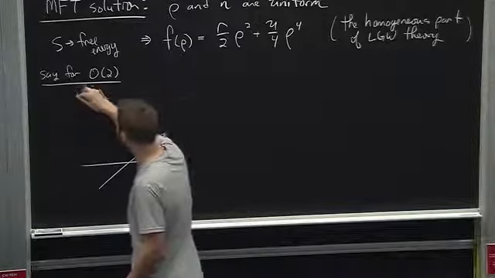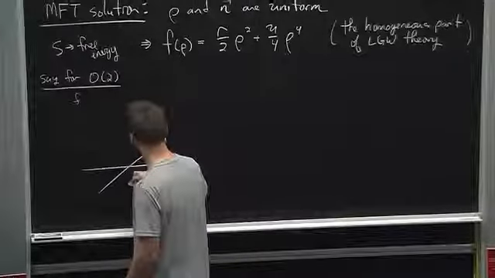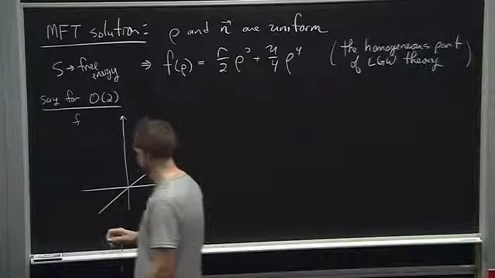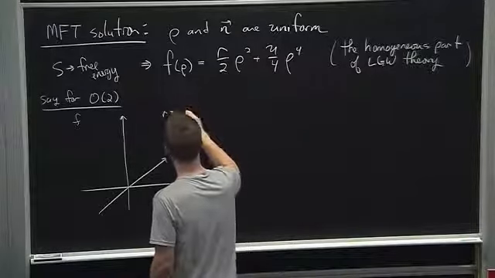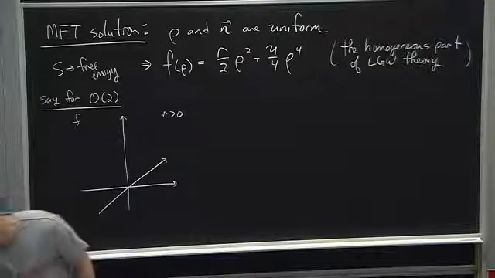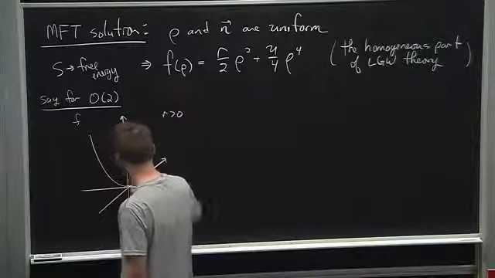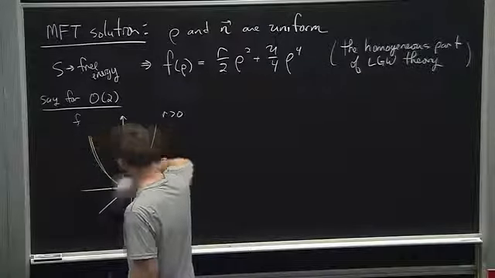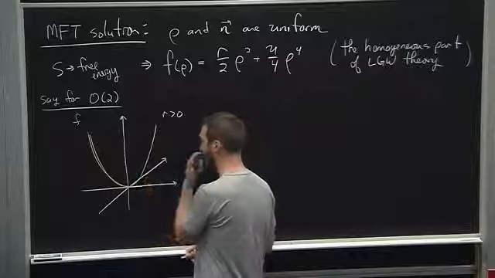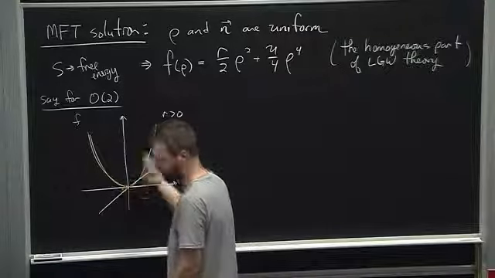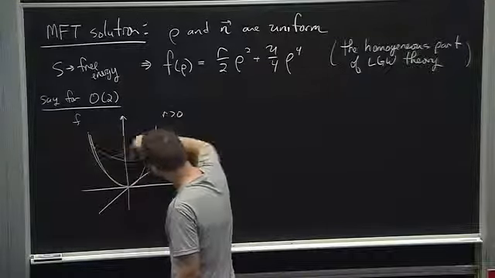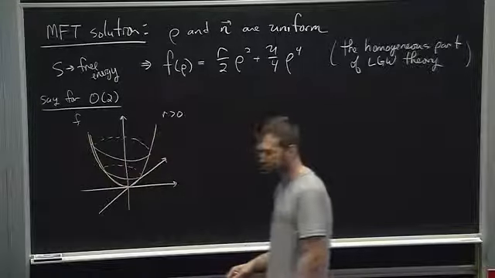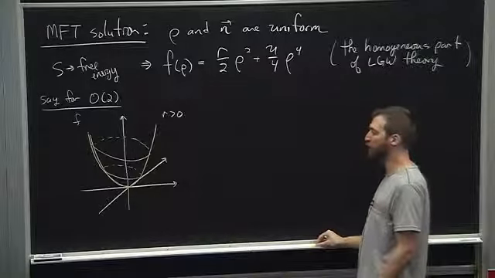So you can imagine looking at the free energy or the functional for R positive, which will be like a parabola, spun around the x and y axes. Right? With a minimum at 0.